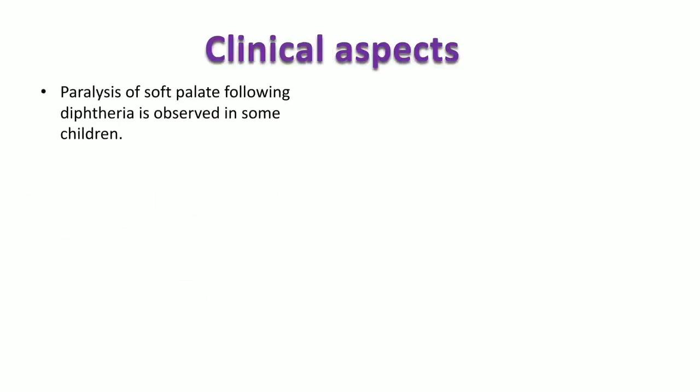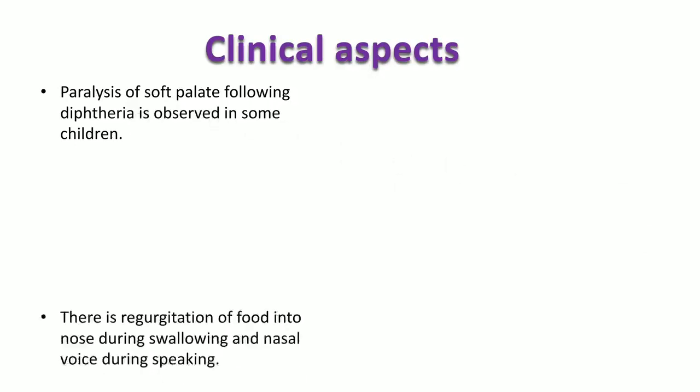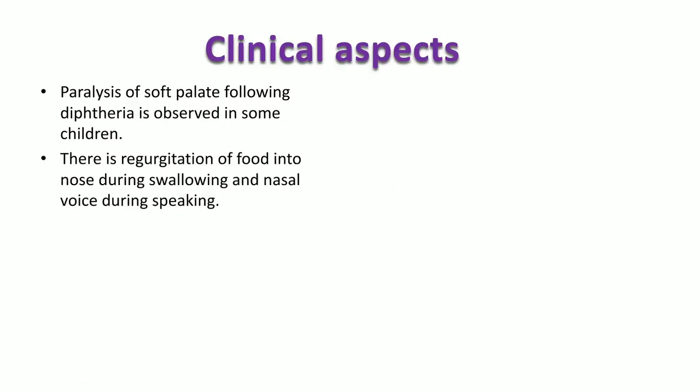So next, coming to the clinical aspects, mainly in children, what happens after a diphtheria attack is that sometimes the palate muscles might go for paralysis. In such children, the oropharyngeal isthmus will not get closed during deglutition, and there might be regurgitation of the food, and the voice is also mainly nasal. Okay, so you have a nasal voice during speaking.